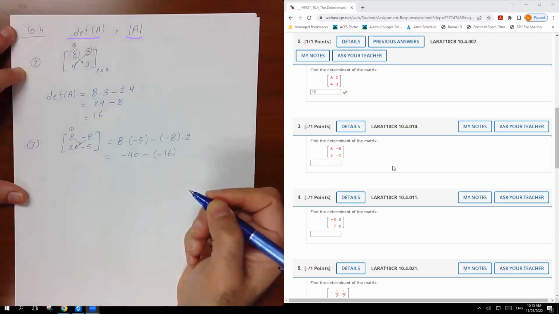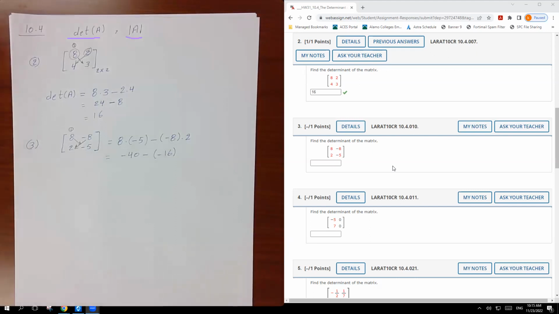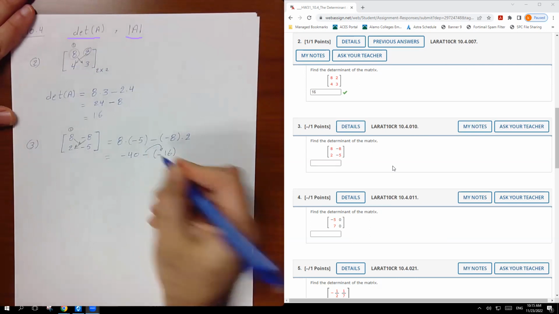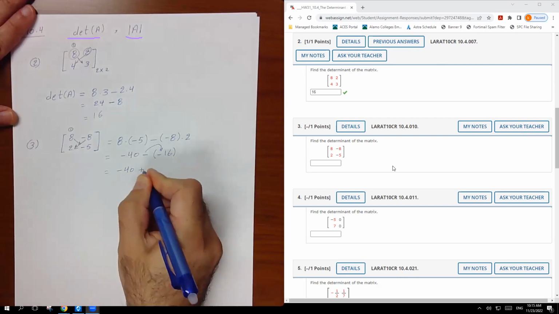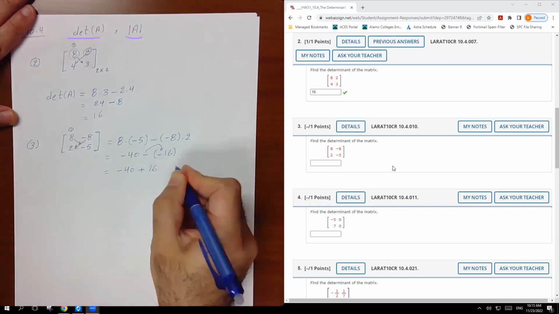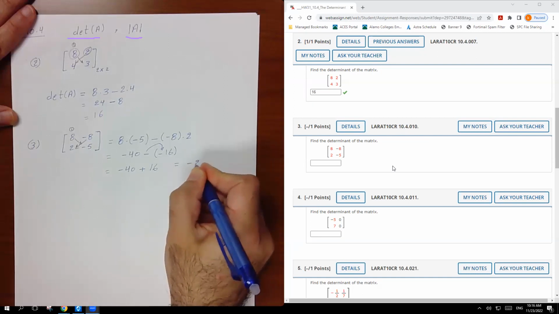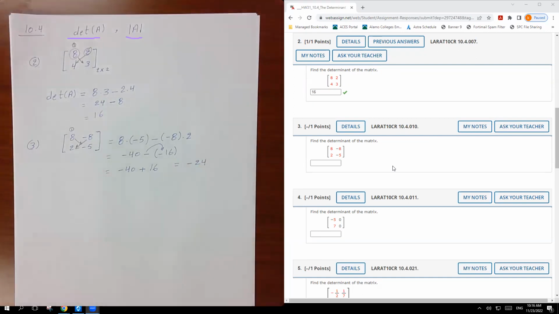That's why you have to be careful with the sign, because if you make any mistakes with the sign, everything is going to be wrong. So now, next step, we're going to multiply these two signs. It's going to be negative 40, negative times negative is positive 16. And the result is going to be negative 24. That means the determinant for this matrix is going to be negative 24.